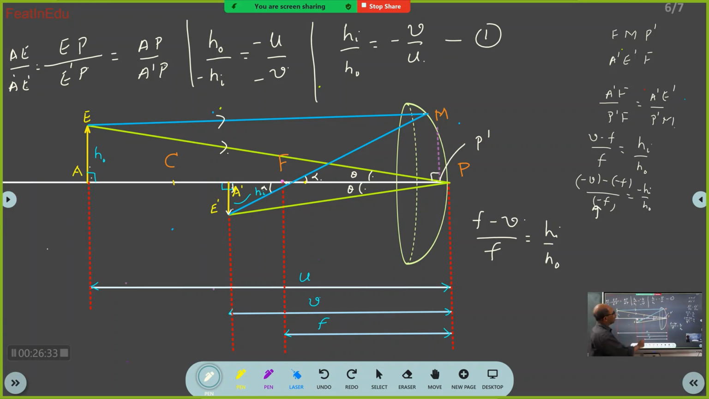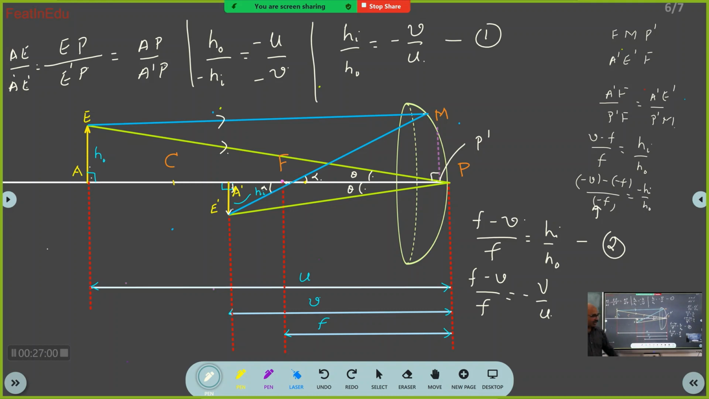Now, from equation 1, this becomes equation 2. Equation 1: HI upon HO is what? It is B by B, so I have related HI upon HO, F to B. And HI upon HO is already minus B by U. So I write here F minus B upon F is equal to minus B by U. Correct?